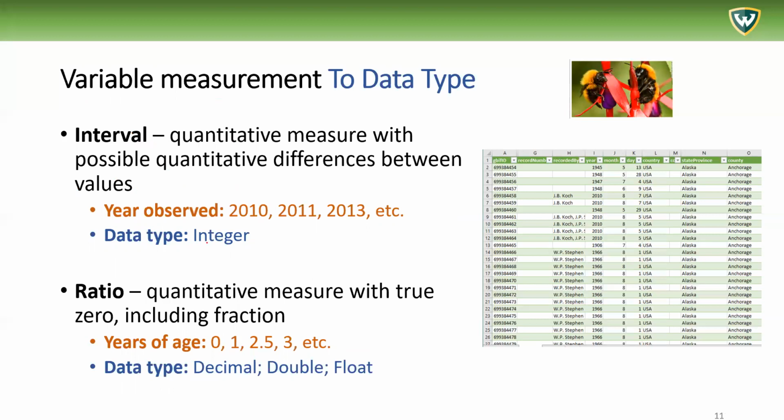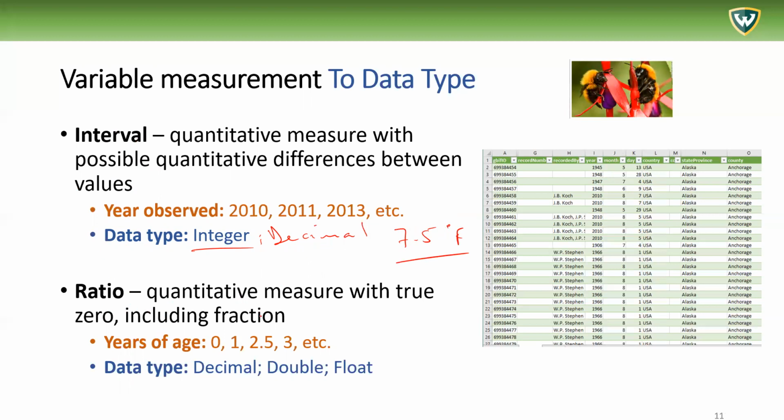Interval is usually data type integer, but I think actually the interval can be decimal as well, conceivably. So for example, temperature. Temperature is interval, it doesn't really have a true 0, but we can talk about 7.5 degrees Fahrenheit. So decimal is also a potential data type for interval data.